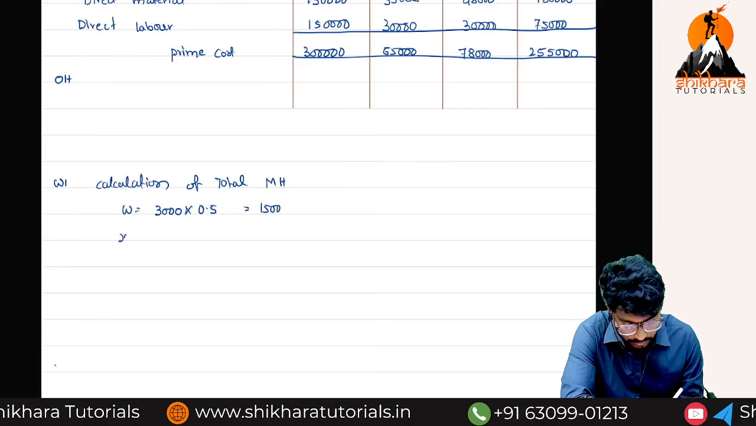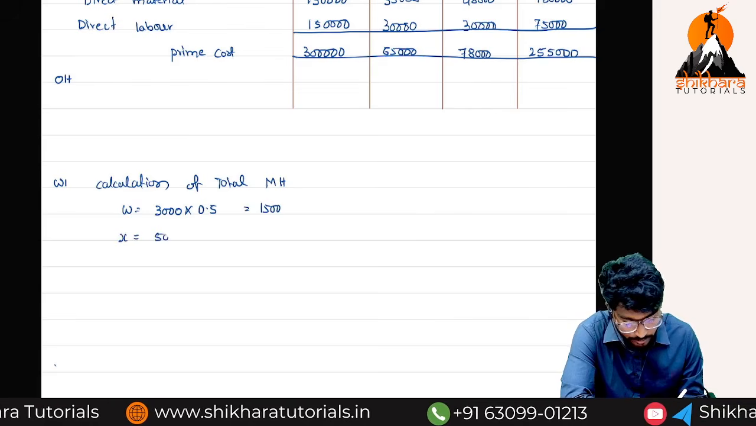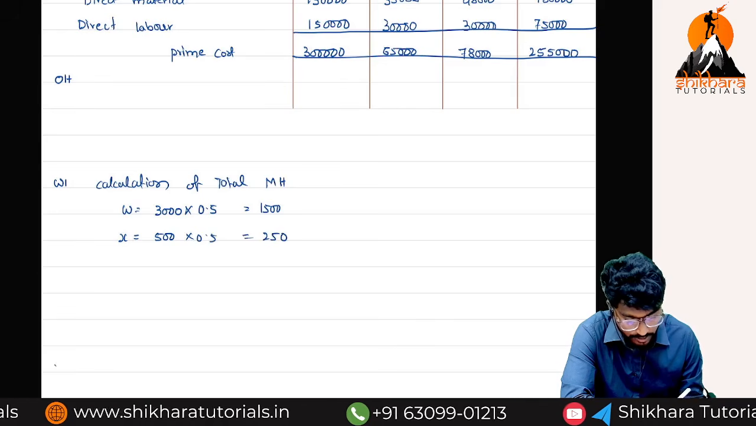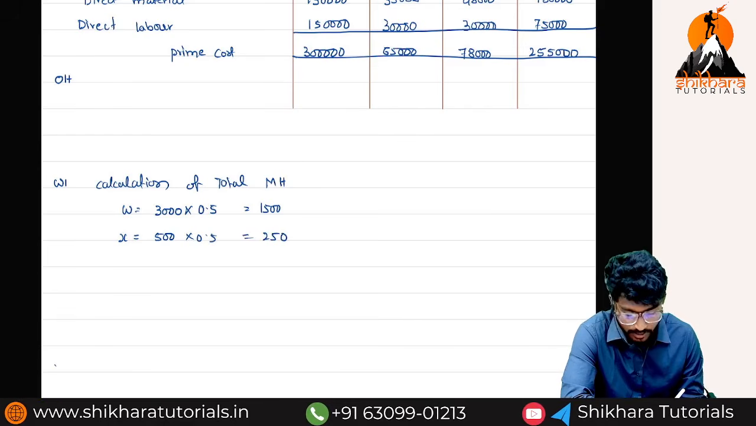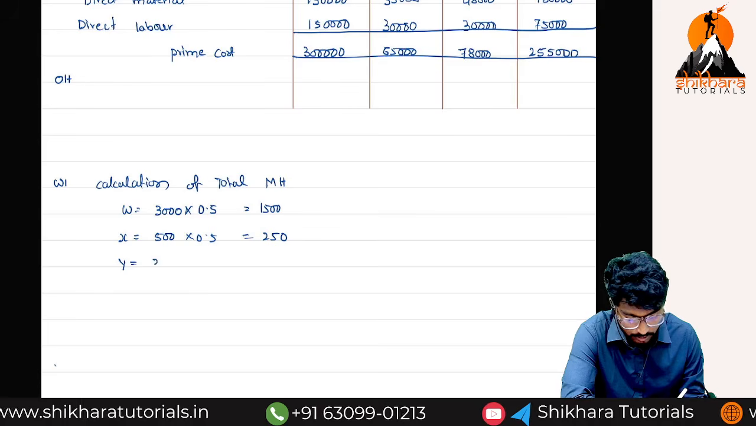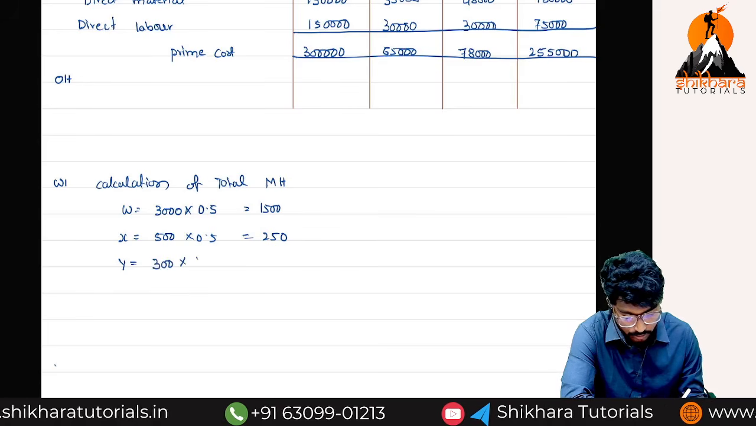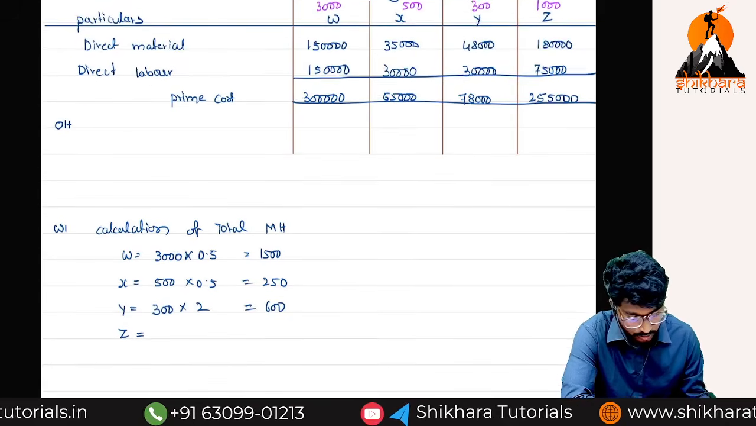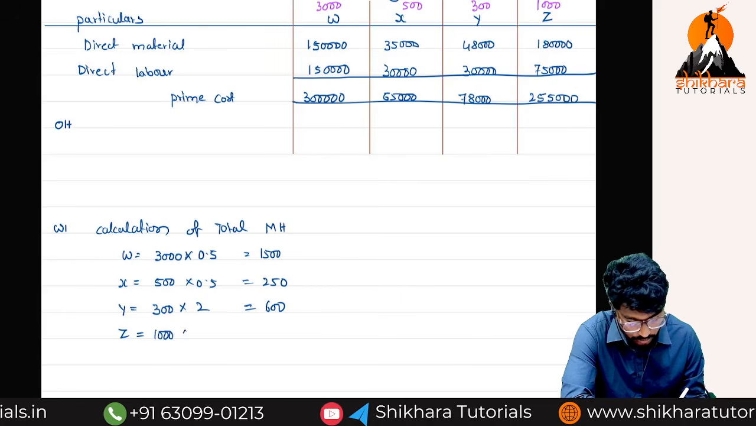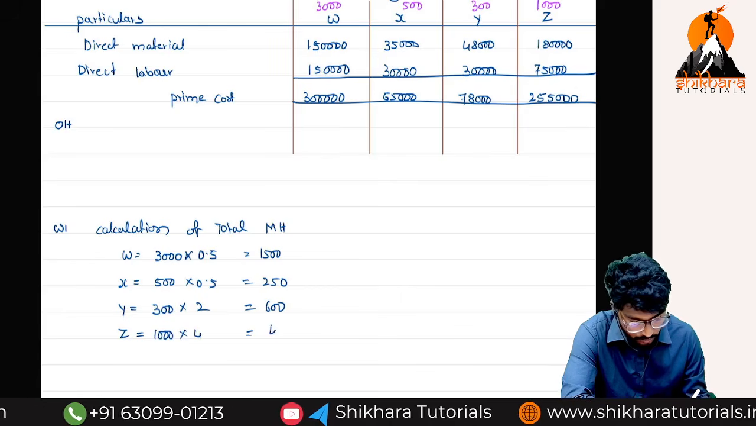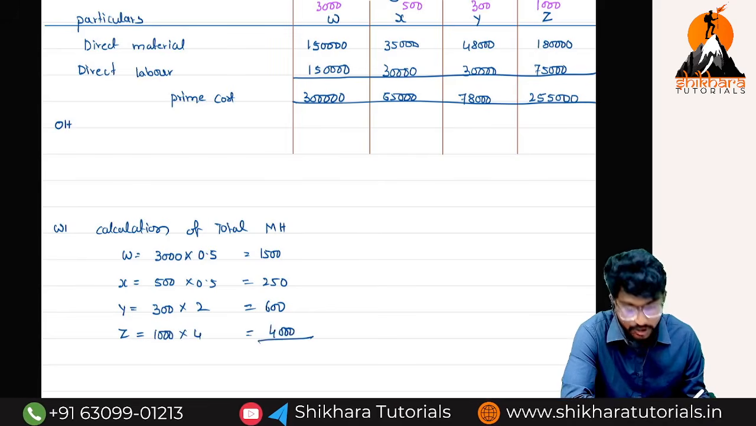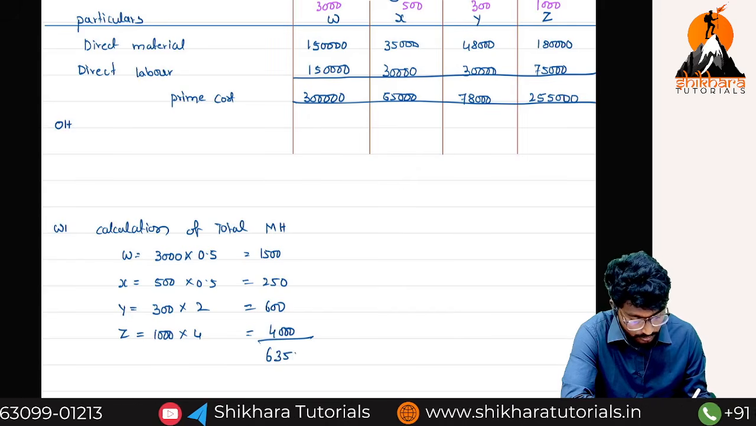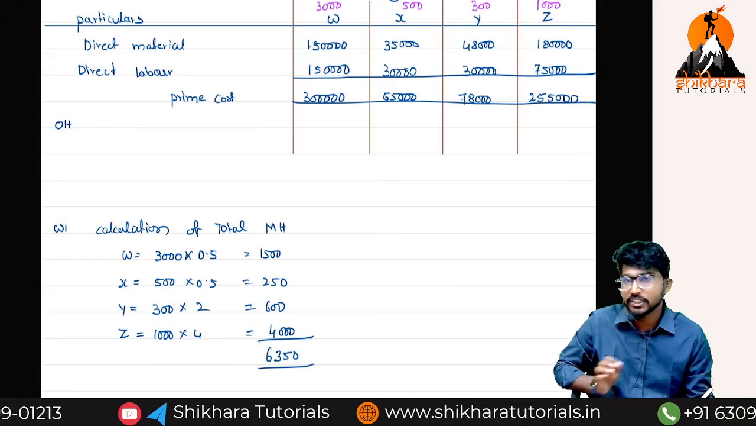Next, X: 500 into 0.5, 250. Next, Y: 300 into 2, 600. For Z: 1000 into 4, that is 4000. Now total how many machine hours? 6350. This is the total machine hours we have.